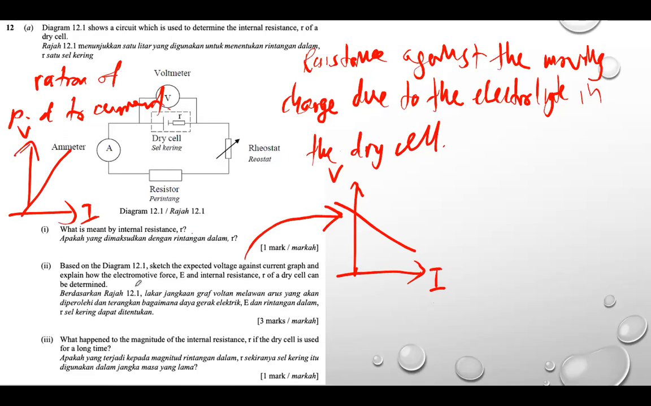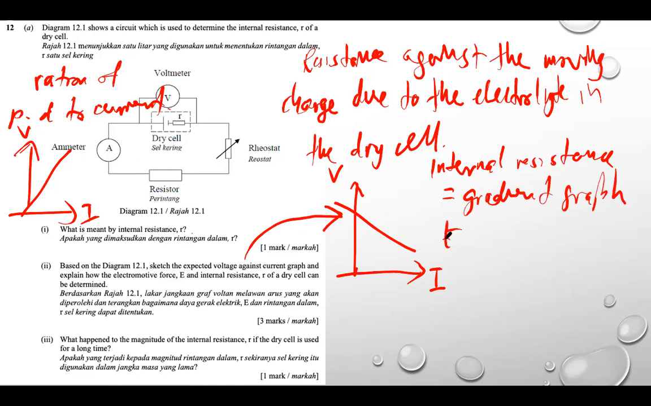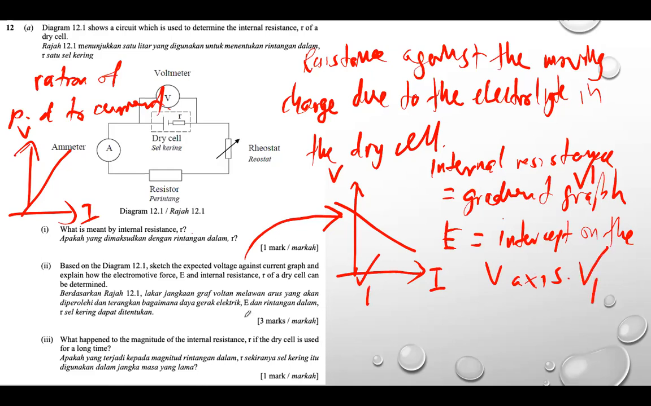Okay, and explain how the electromotive force and internal resistance of a dry cell can be determined. So the internal resistance equals the gradient of the graph. Okay, the EMF, E, equals the intercept on the V axis. So 1 mark for the graph, 1 mark for menyatakan internal resistance equals the gradient of the graph, and 1 mark for the EMF equals the intercept on the V axis. Okay, ini memang pengetahuan lah. You have to know this.